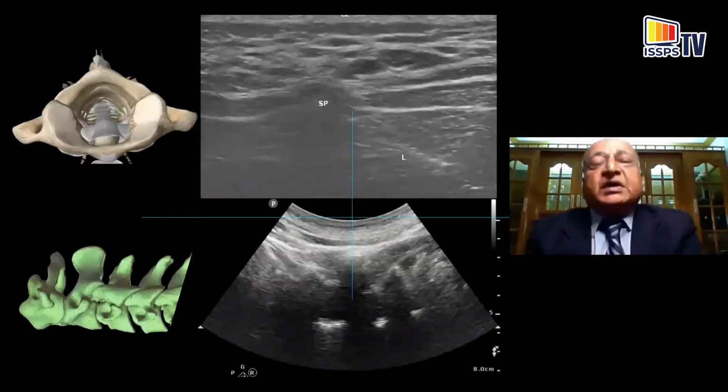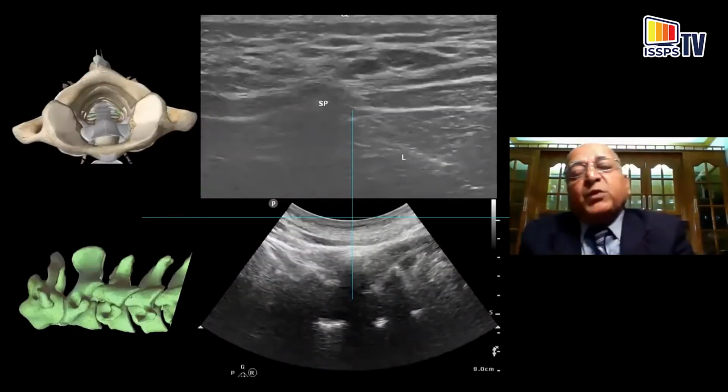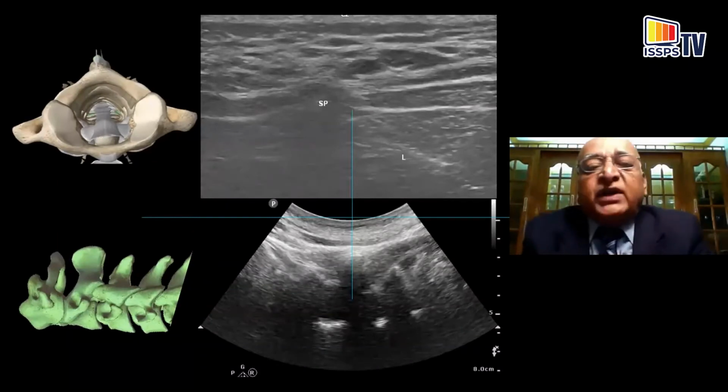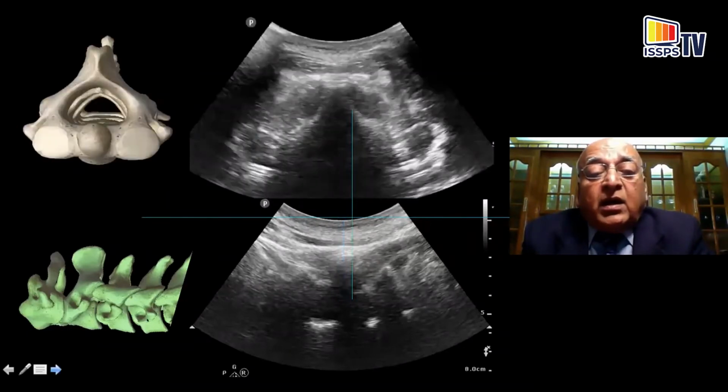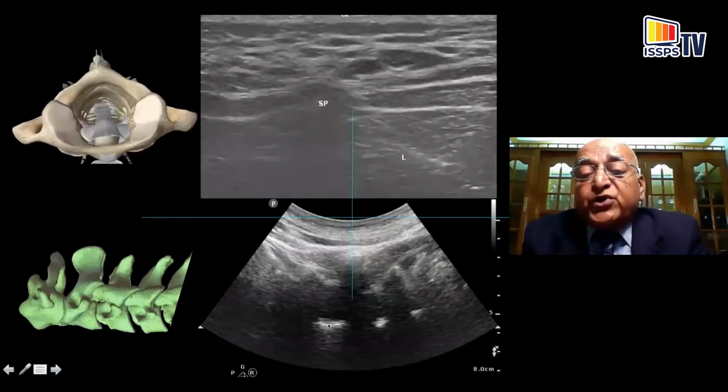Starting from the C1, if you were to start scanning gradually downwards, the first spinous process is very small, almost rudimentary, and it has a lamina, which you can see in the transverse view. If you were to look at it in a longitudinal view, this would be the spinous process. And this is a posterior longitudinal ligament as well as the CSF and the spinal cord. This is your potential epidural space.